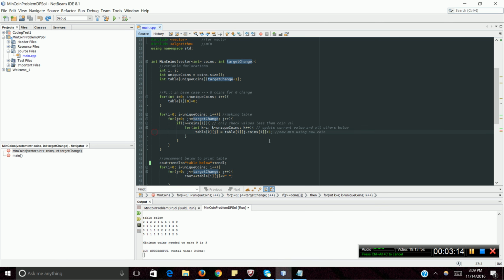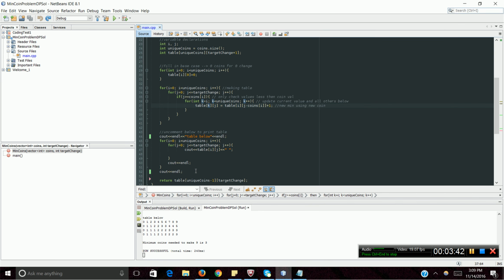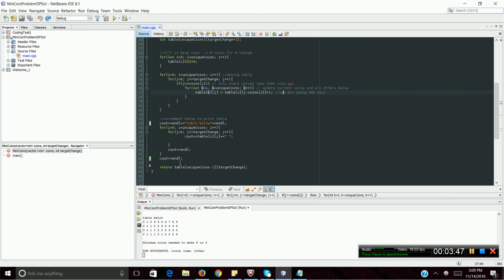And then this line right here is pretty much the meat of the problem. It's just saying your current spot in the table is going to be equal to the spot in the table minus the value of the coin that you were using, plus 1. So that's, every time you add a new coin, the minimum value for it. So this is just the logic that we were using with the table. And then this code right here prints out the table for you so you can see it, and then returns the value.